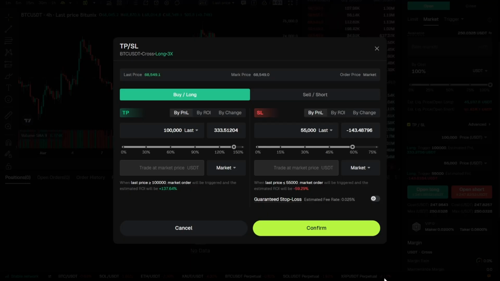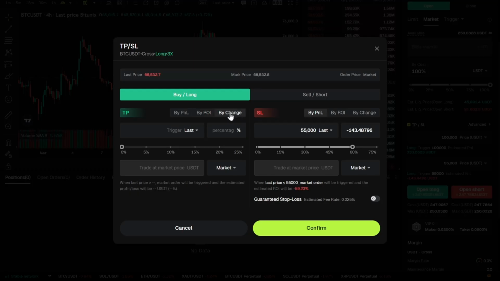The first option we have is by P&L. So this would be how much you would be up on your trade. So let's say I'll be happy with a $500 profit. This is the price Bitcoin would be at, and the ROI I would have. ROI, this is taking into account our 3x leverage. If I'm up 200% on my trade, this is the price and the P&L.